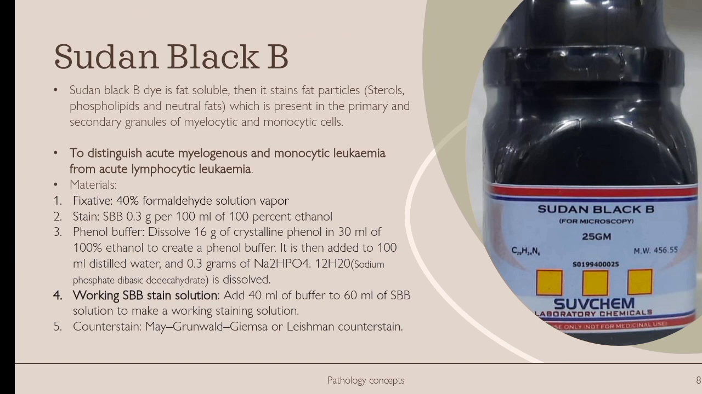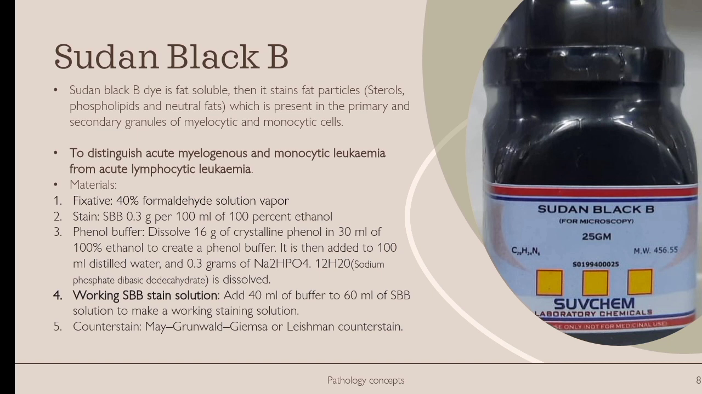The next stain is Sudan Black B. Sudan Black B dye is fat soluble, so it stains the fat particles present in the primary and secondary granules of myelocytic and monocytic cells. It is used to distinguish acute myelogenous and monocytic leukemia from acute lymphocytic leukemia.